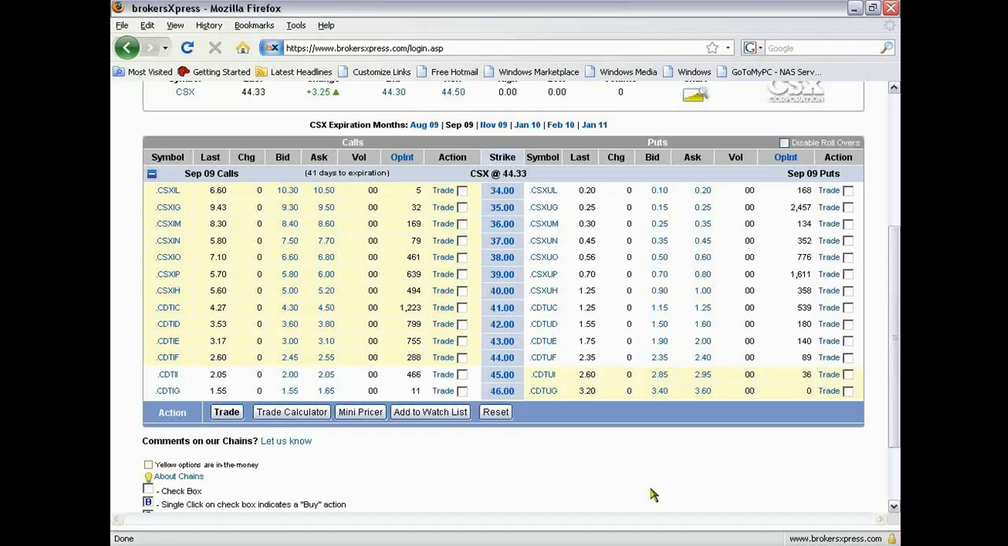So let's just make up a number and say, if you bought those back right now, it cost you $1.40. Now you're going to buy to close the September $40 put for $1.40. What was the original credit in your account? 75 cents. So now, what you have in your account right now is you own the September 35 put you paid 75 cents for, correct?